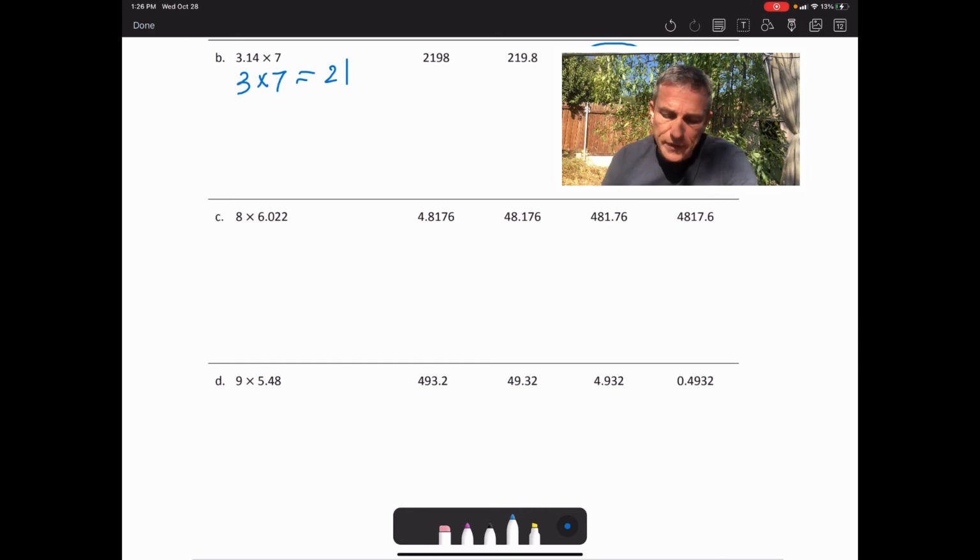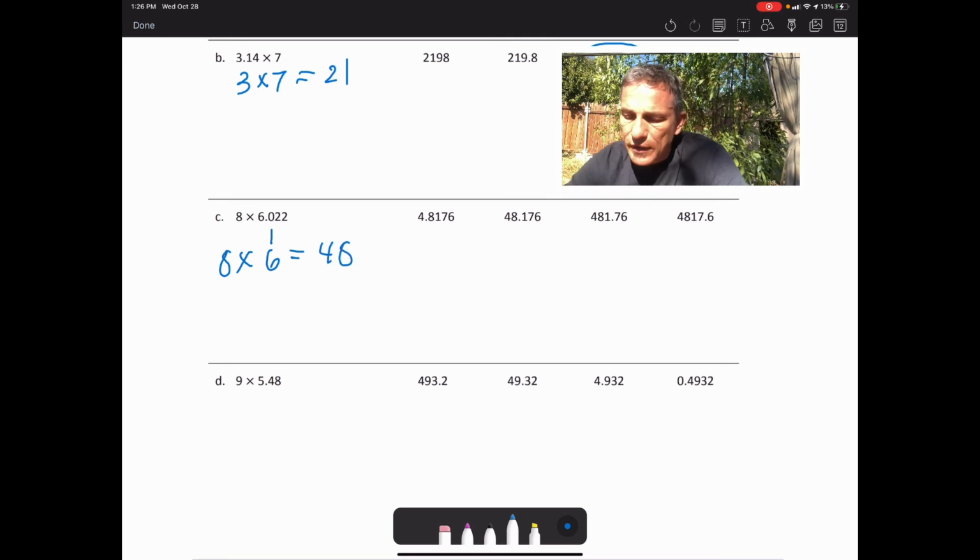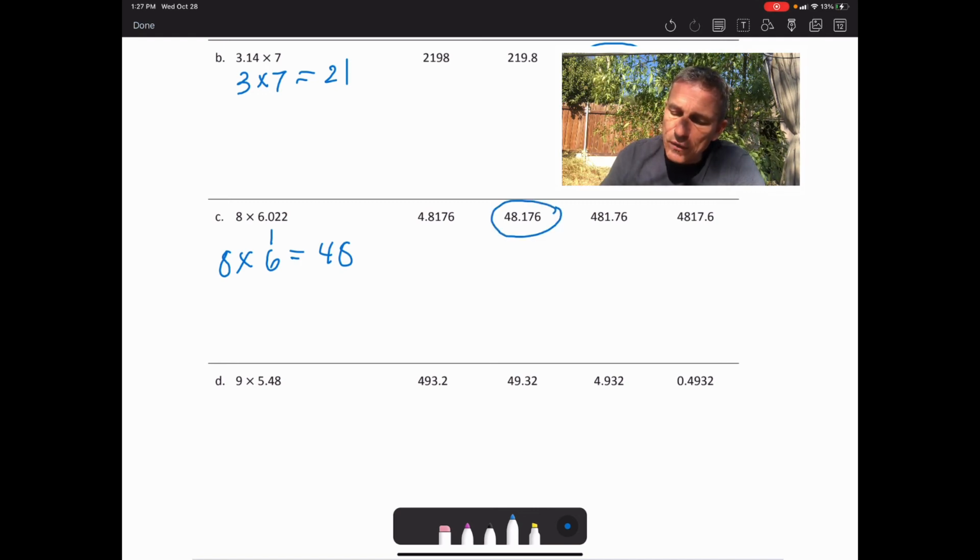All right, look at the next one. So just round the decimal. 6 and 22 thousandths is close to 6. So we have 8 times 6, which is 48. I look at my answers to the right, and which one is closest to 48? And it looks like 48 and 176 thousandths is closest to 48.